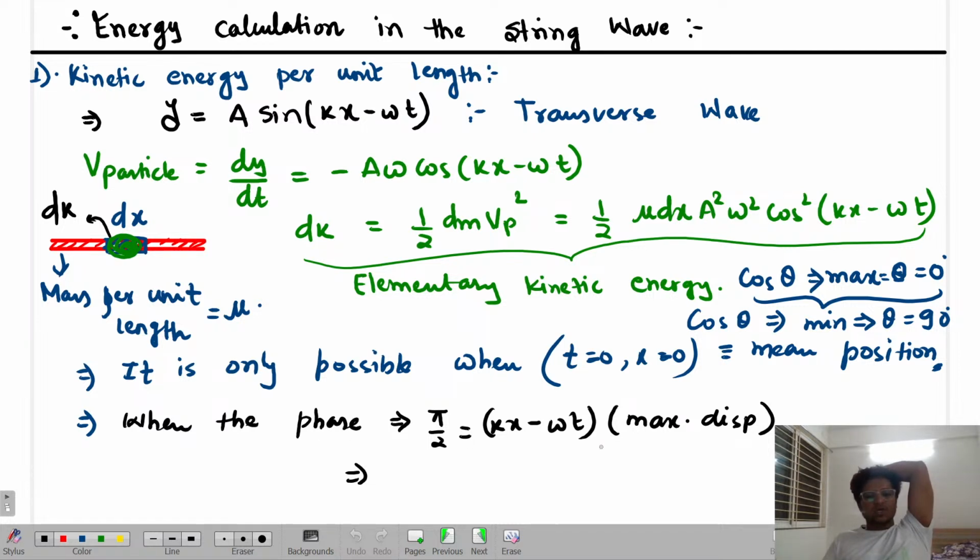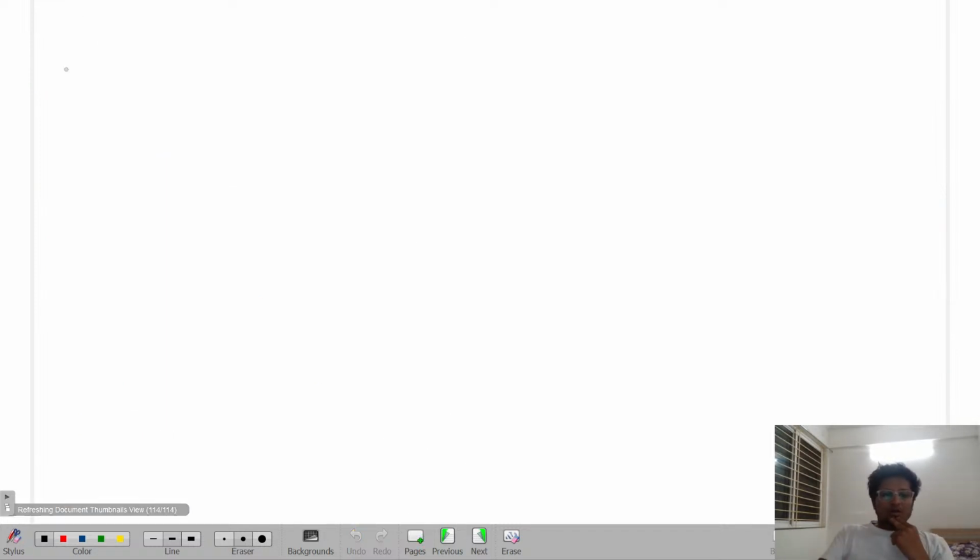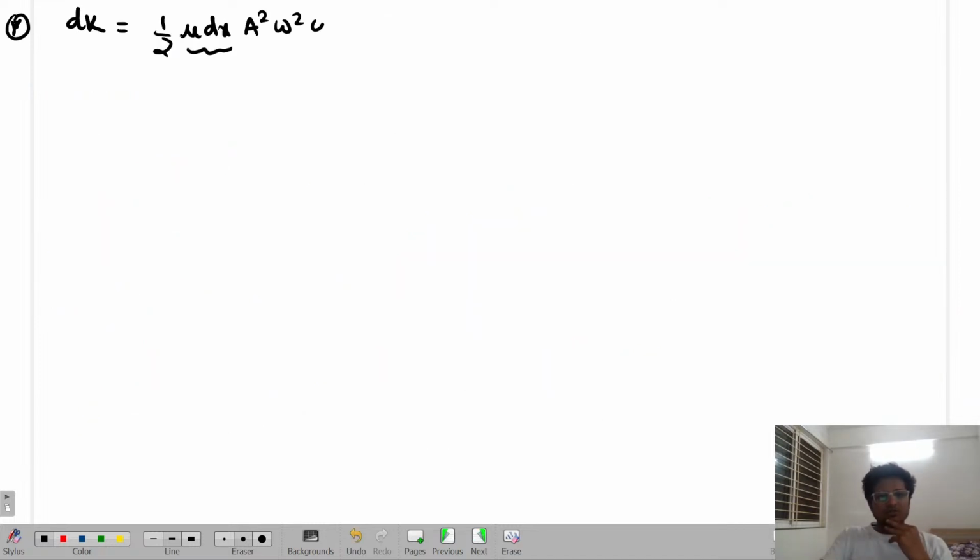That when the phase reaches pi by 2, which is a point of maximum displacement, kinetic energy becomes minimum or 0. Equal to how much? Is that clear or not? So if I write this kinetic energy relation, this is my kinetic energy per particle, half mu into length mass into velocity square. Velocity is a square omega square cos square kx minus omega t. Now this is my kinetic energy of the particle.